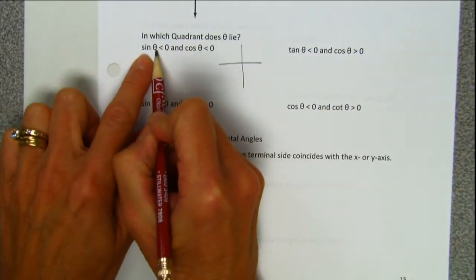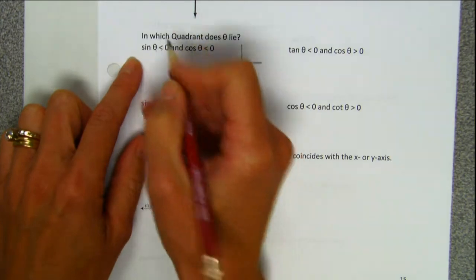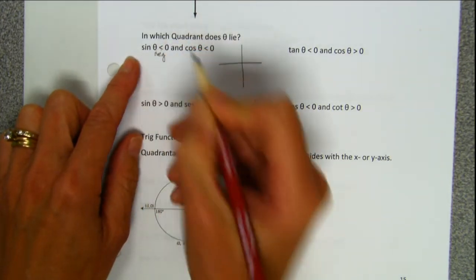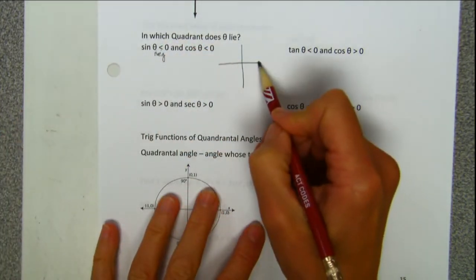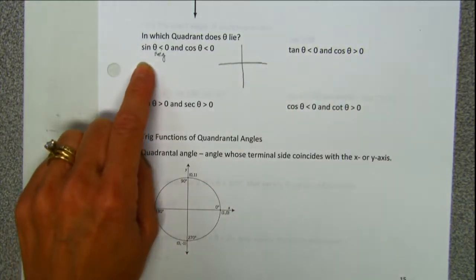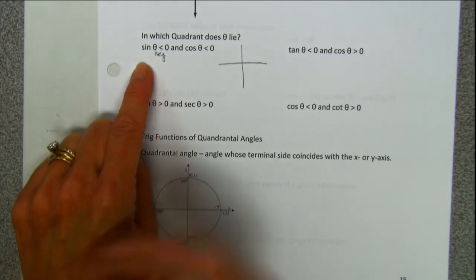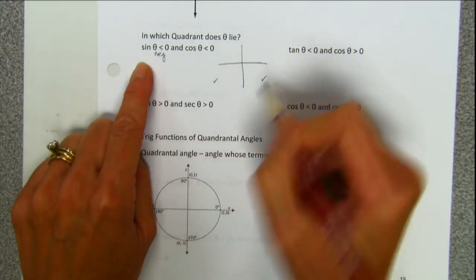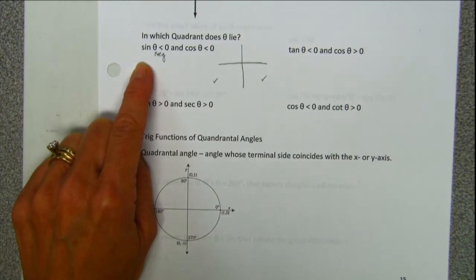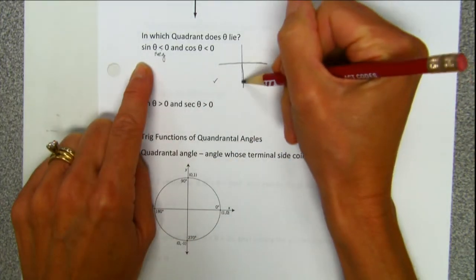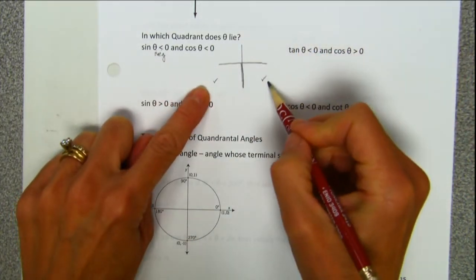Sine is negative. This is a fancy way of saying your signs are negative. Well, you can memorize where the signs are negative, or you can go, hey, sines refer to your y's. Where are your y's negative? Here and here. Isn't that where all your y coordinates would be negative? It's down here where all your y's are negative.